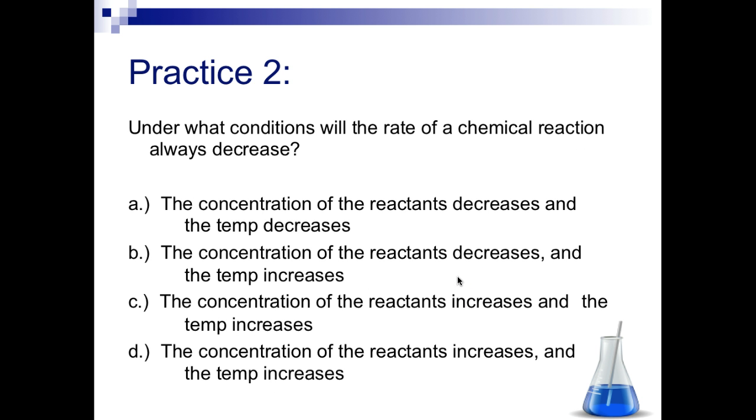Let's look at practice 2. Under which conditions would the rate of chemical reaction always decrease? Pause the video, unpause when you're ready. Great, welcome back. If the concentration of the reactants decreases and the temperature decreases, that's always going to produce a reaction rate that is smaller. So your answer here is A.